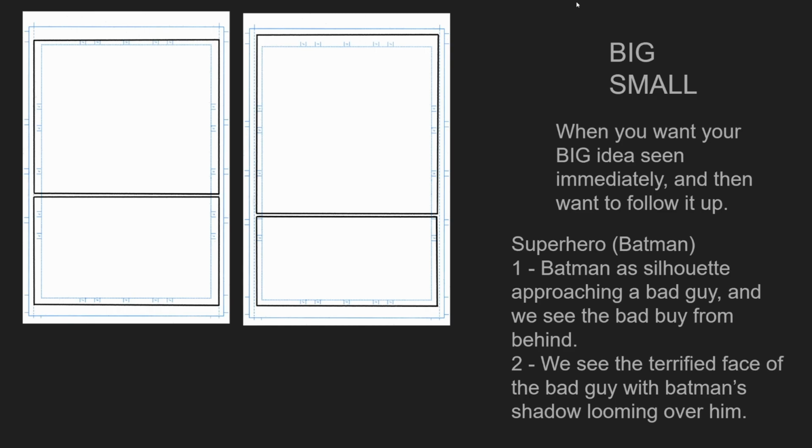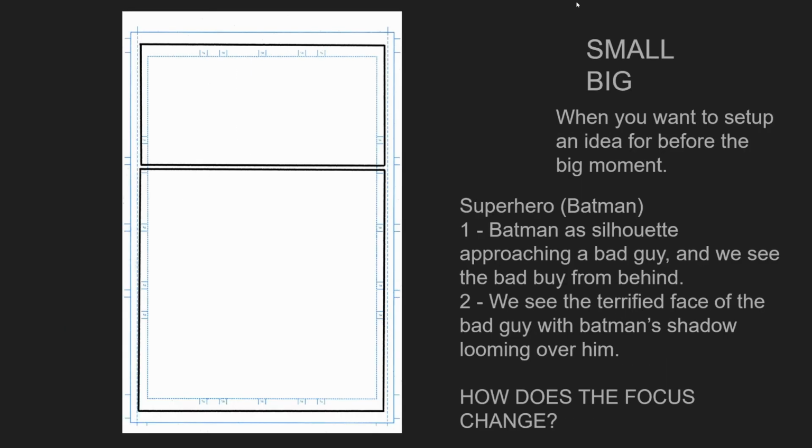How does that idea change going from one panel to the next? How would you draw it differently knowing you have a different amount of space to work with? The second panel, we see the terrified face of the bad guy with Batman's shadow looming over him. Again, we have two different size panels here for conveying that same idea. And if you think that is already enough, this is small, big, same script.